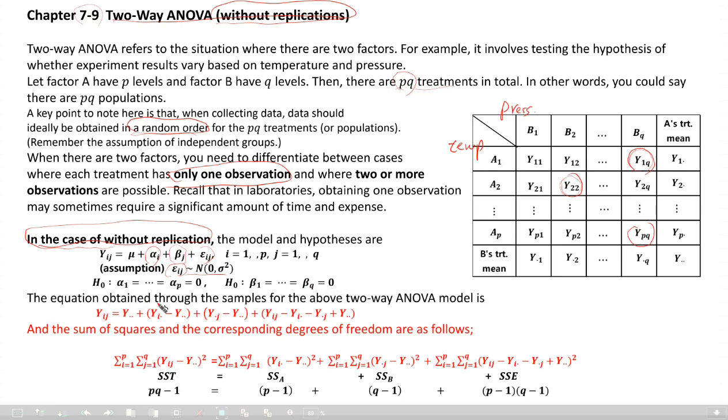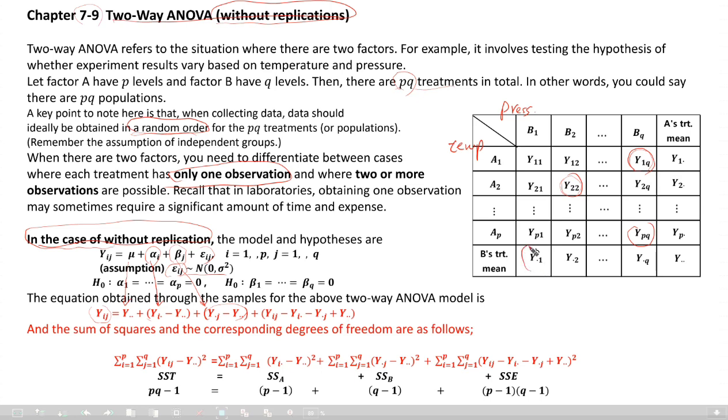Okay, the equation obtained through samples for the observed above two-way ANOVA model is like this. But here I write capital letter Yij equals Y double dot, which is the estimator of mu. This one is the estimator of alpha i. This part is the estimator of beta j. This one is for making equality. Yij is yi dot minus y dot j plus y dot dot.